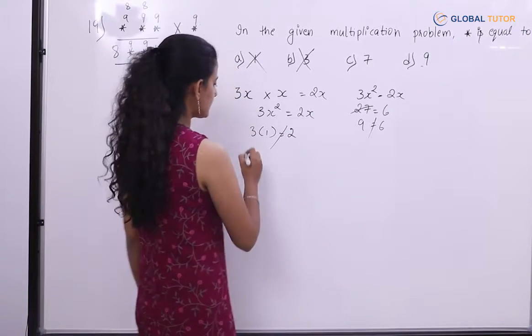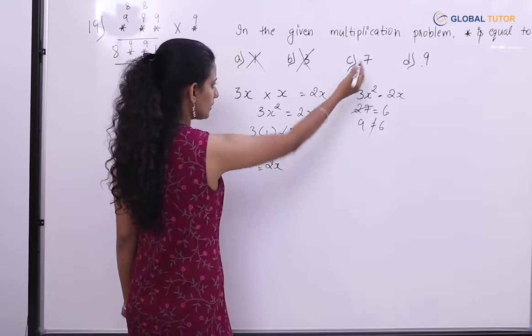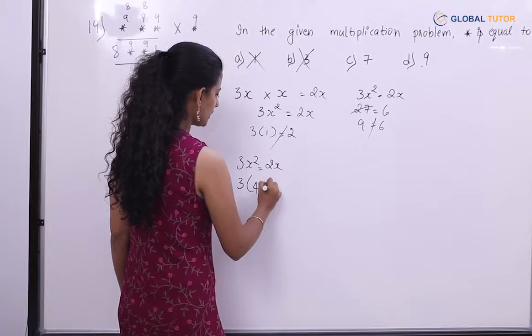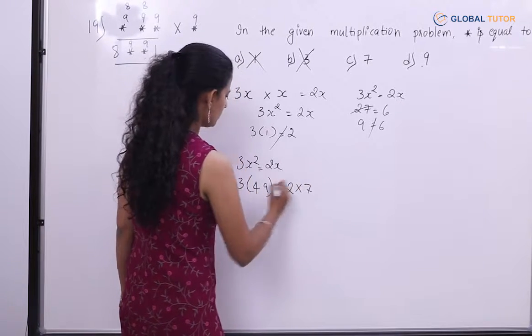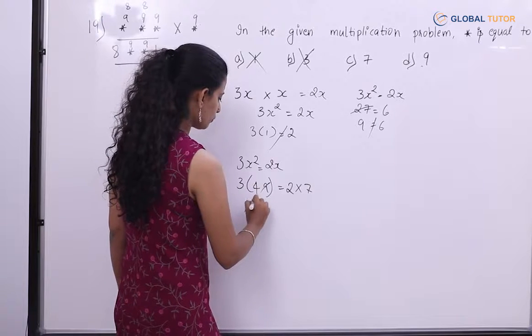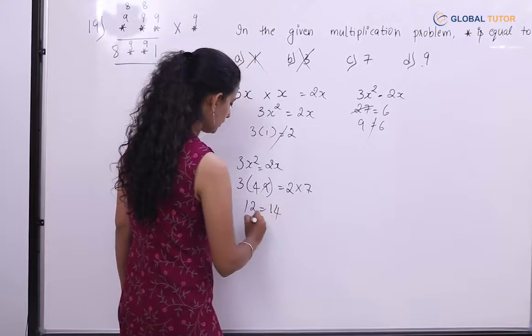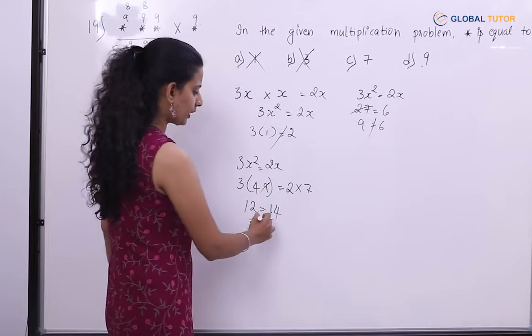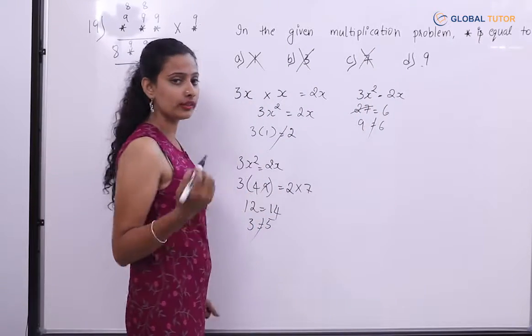Now take option C. 3x square is equal to 2x. So it is 7. 7 7s are 49. 3 into 49 is equal to 2 into 7. So here 9 you can cancel. 3 4s are 12, which is equal to 7 2s are 14. Here it is 3. Here it is 5. 3 is not equal to 5. So option C, 7, is also not the correct answer.